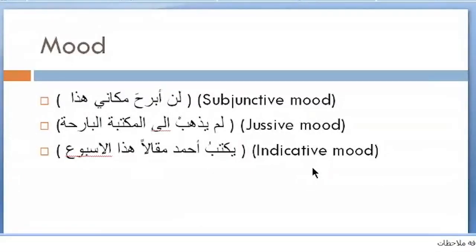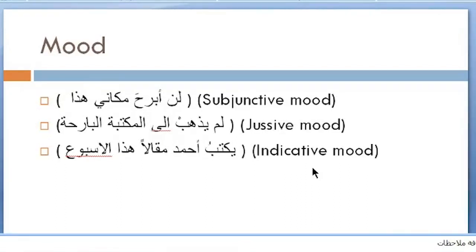Now, in the second example, لم يذهب إلى المكتبة البارحة. Here we have the particle لم, and this particle has three functions. بها ثلاث وظائف. First, it negates the sentence. Second, it changes the tense from the present into the past. Third, it changes the mood from the indicative into the jussive mood, اللي هو حالة الجزم بالنسبة للفعل. And you can see that the present verb يذهب has the marker سكون, يعني بحركة أو علامة السكون.